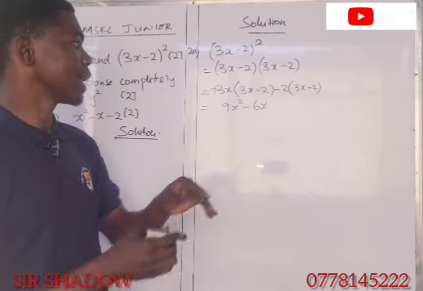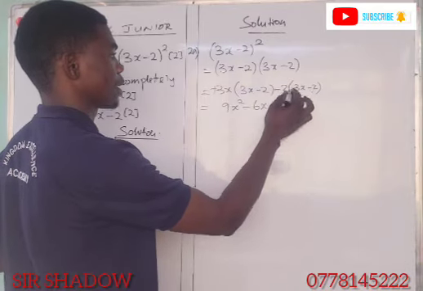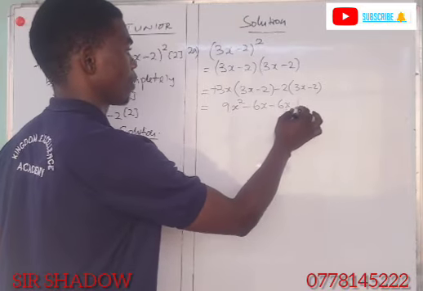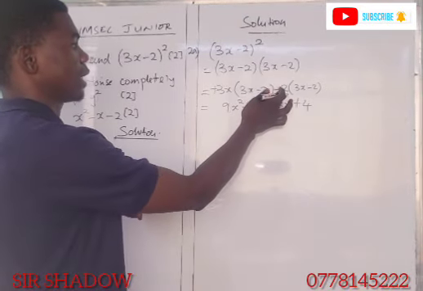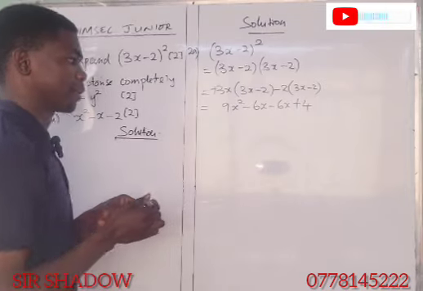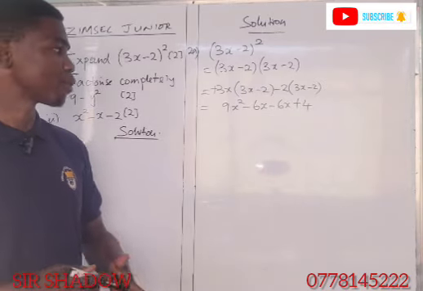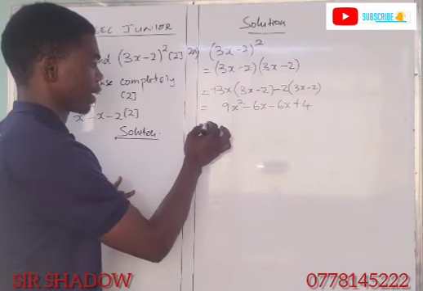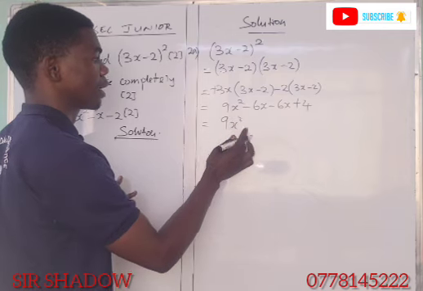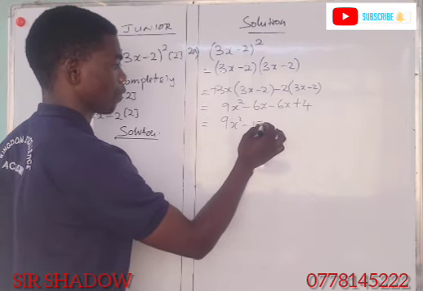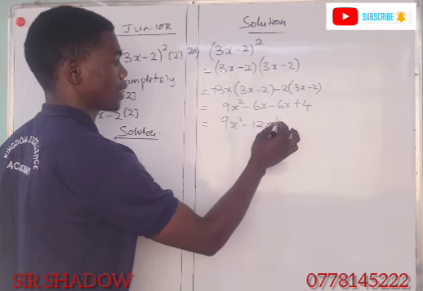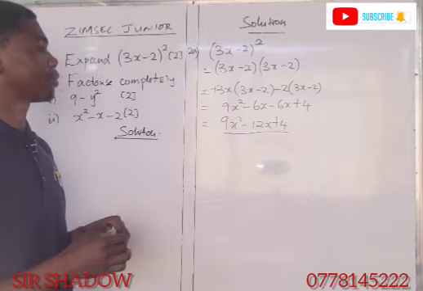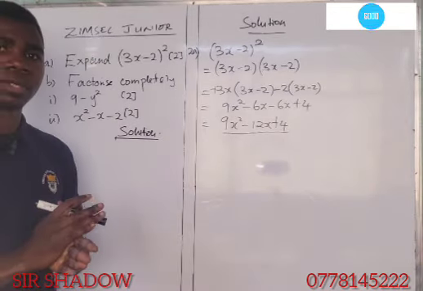Minus 2 times 3x, which is minus 6x. Then minus 2 times minus 2 gives us plus 4. That just means negative by negative gives us positive, 2 by 2 gives us 4. But remember, we are not yet done. We have to simplify the like terms and leave our solution in simplified form. So we are saying 9x squared, minus 6x minus 6x gives us minus 12x, plus 4. So this is how to expand these terms.